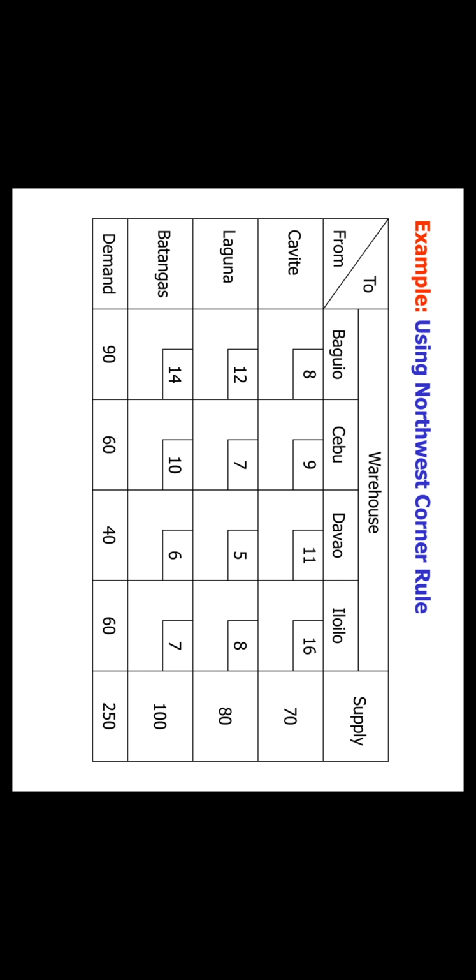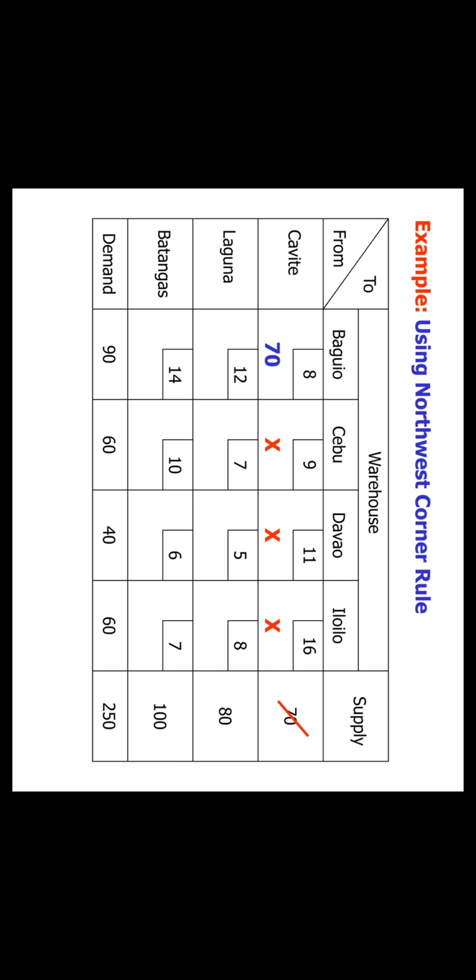The suggested heuristic to use in this particular slide is your northwest corner rule. So let's apply that particular heuristic. We begin at the upper left side of the body of your tableau. That would be the unused cell with a cost of 8. The number of units that we can assign there would be the lower between the supply of Cavite, which is 70, and the demand of Baguio, which is 90. So we choose the value 70. With that, we have depleted the total supply of Cavite, so we now eliminate the remaining cells in that row. And then we reduce the demand of Baguio by 70.